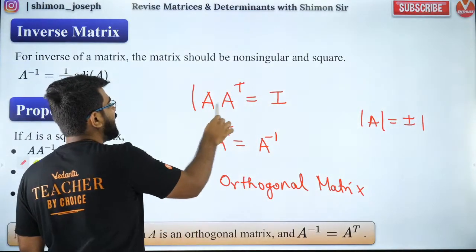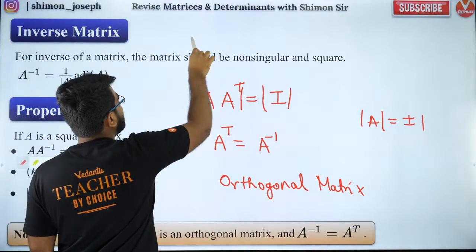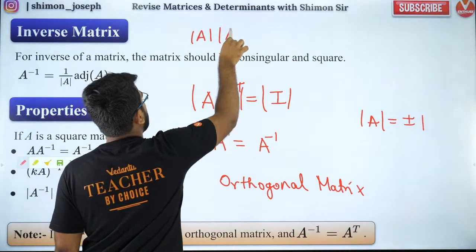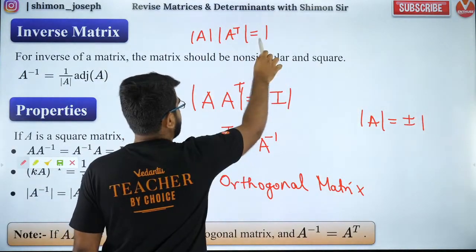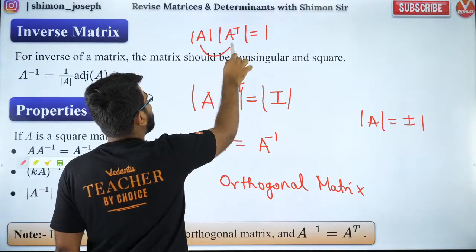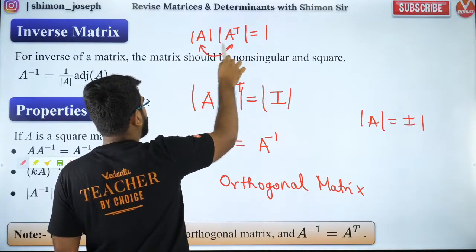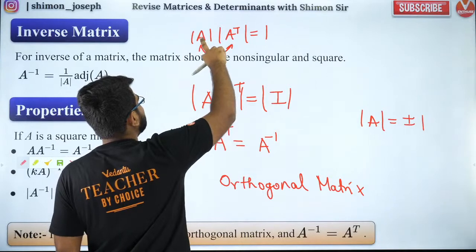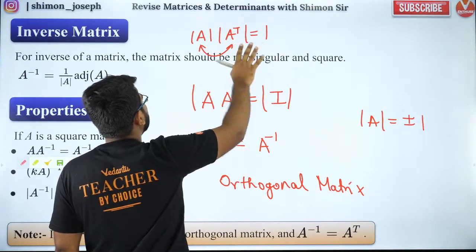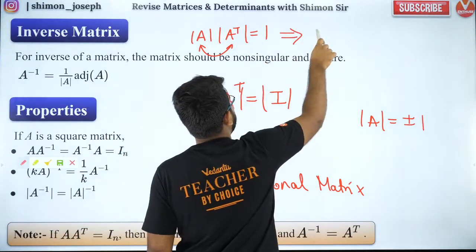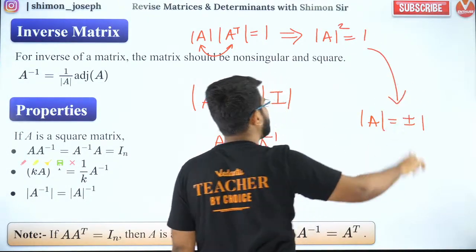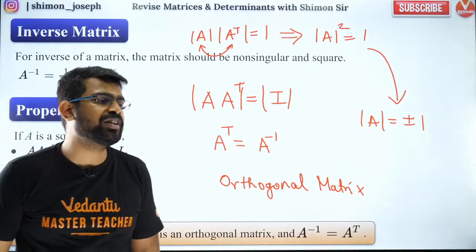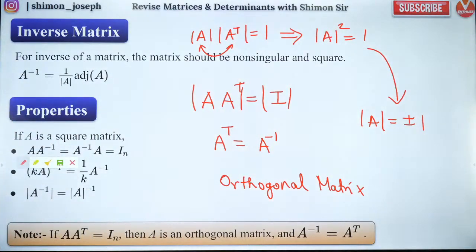Why? Because if I take determinant here, I will get det A into det of A transpose is equal to 1, because determinant of I is 1. Now determinant of A and determinant of A transpose are equal because if I just take the transpose, the value of determinant will not change. So this implies determinant of A square is equal to 1, which implies det A is plus or minus 1. Very good result. Okay, are you all clear with it?